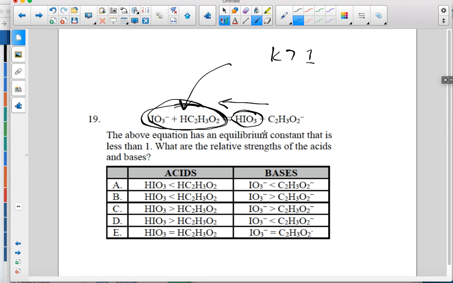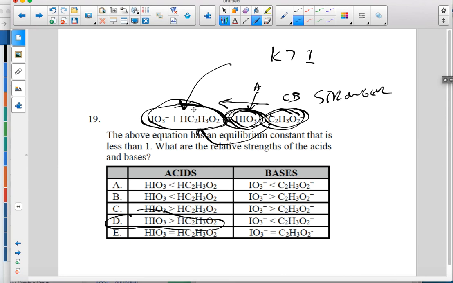this has to be a stronger acid, and that's an acid, and that's the conjugate base, because going this way it takes an H. That's how you can tell the difference in the strength. So since the reactant side is favored, that means these two things have to be stronger. Whichever side the K points to, the opposite side means it's going to be stronger with acids and bases. So that means HIO3 is going to be stronger than HC2H3O2, and C2H3O2 minus is going to be greater than IO3 minus.